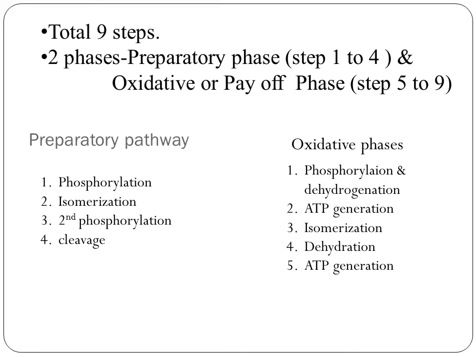Now it has total 9 steps. These 9 steps are divided in 2 phases. One is preparatory phase and the second is oxidative or payoff phase. Preparatory phase has 4 steps, step 1 to 4, where the glucose prepares itself to give rise to energy. And the second phase, that is oxidative or the payoff phase, is the actual phase where the glucose releases energy. In the preparatory phase, it consumes energy, whereas in oxidative phase, it releases energy. Oxidative phase comprises step 5 to step 9.